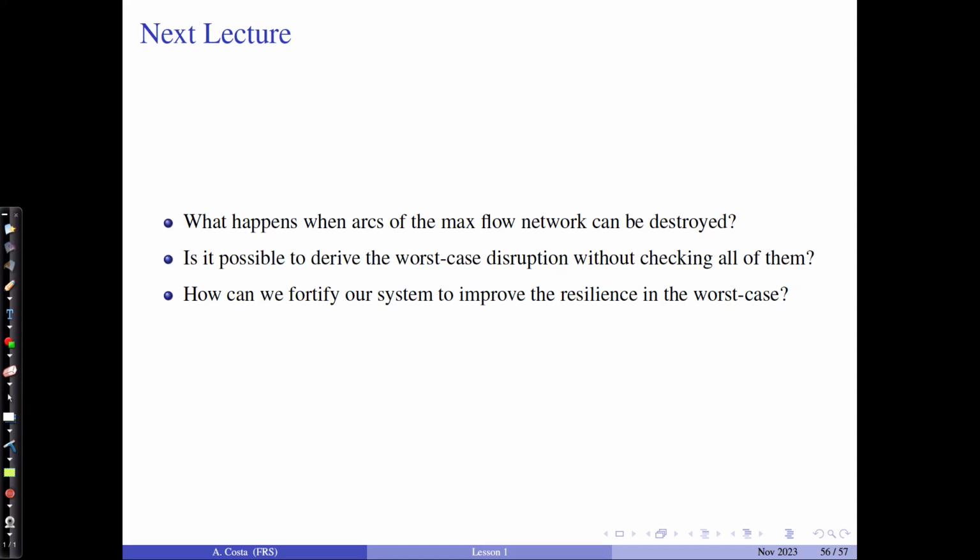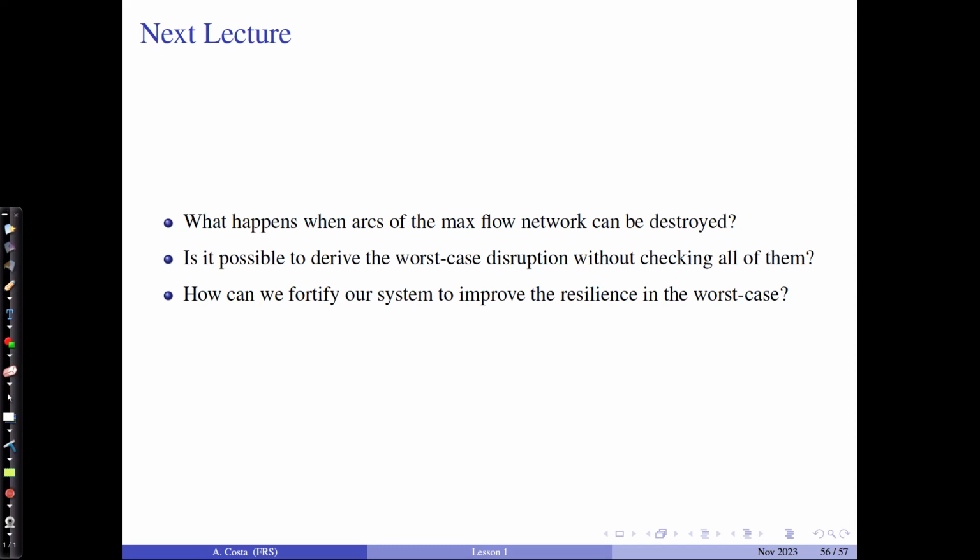And when we identify that, the next question is, what is the best way to fortify the system to improve the resilience in the worst case? That means knowing that some arcs can be destroyed, can we make some of them indestructible in such a way that the resulting disruption is as good as possible?